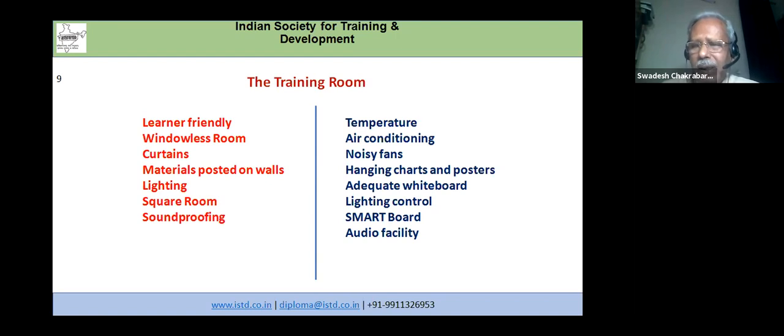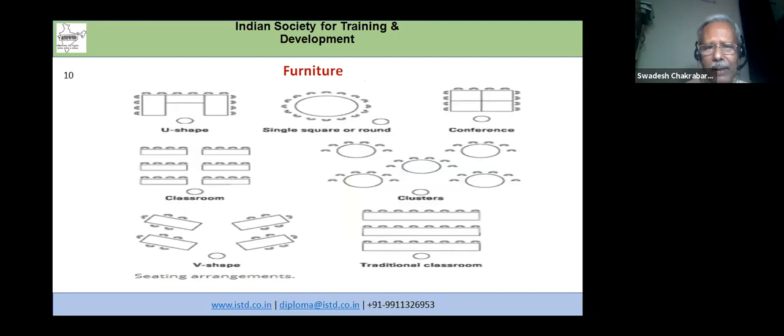The audio facility should be very good, because otherwise that's going to create a lot of disturbance in the training program. So audio facilities should be properly arranged. The microphone is there, the speakers are there, their sound is proper, and everything is in place and ready to be used nicely by the trainer and the trainees, right?